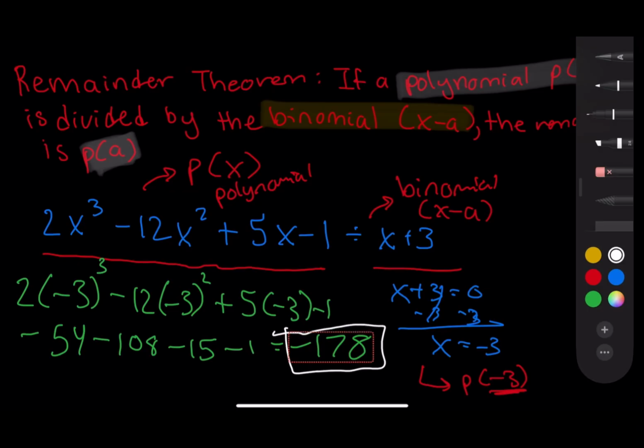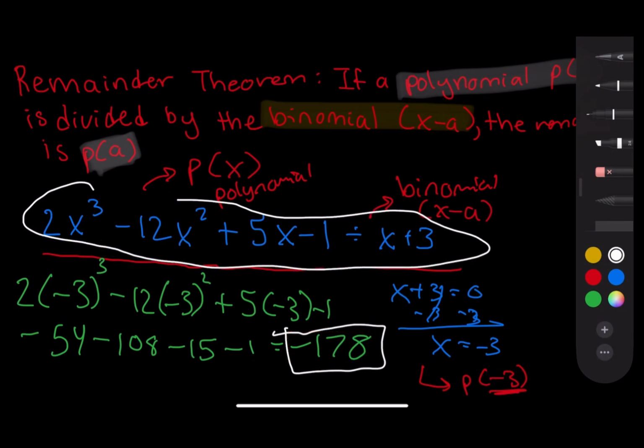Since this is our remainder after dividing, it means that x plus 3 is not a factor of this polynomial, because in order for it to actually be a factor, remember that the remainder has to equal 0. So according to the remainder theorem, this binomial x plus 3 is not a factor.